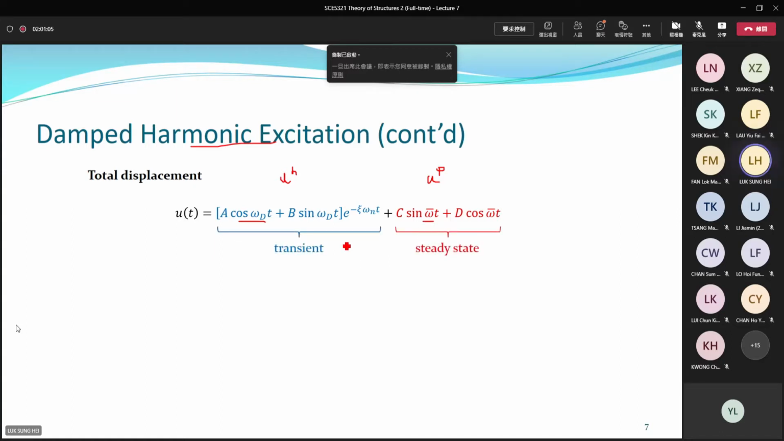There are 2 terms, and we describe their physical meaning. The first part, the blue one, which is the homogeneous solution, we call the transient response. The second part, the red one, the particular solution, we call the steady state response. What is transient? What is steady state?